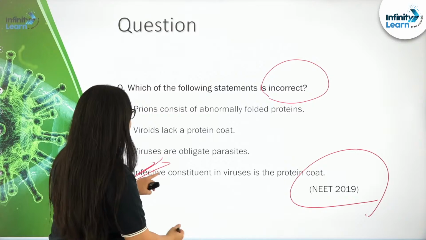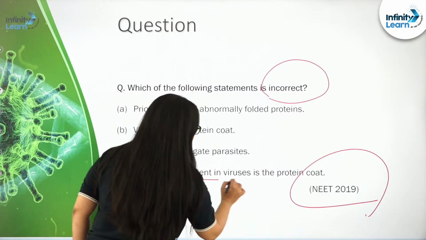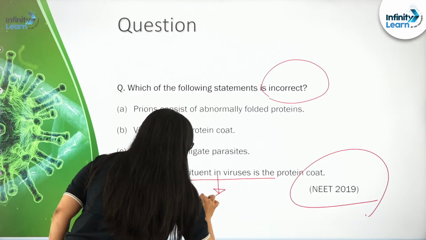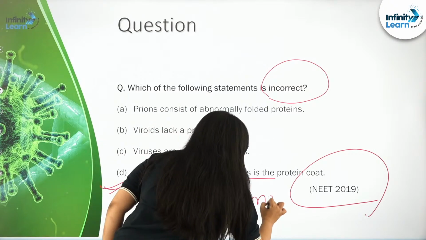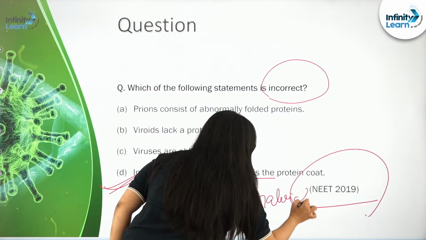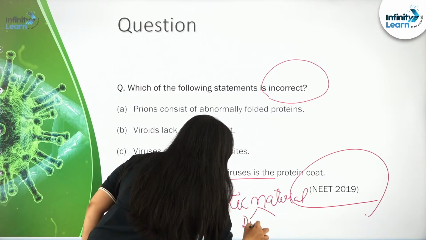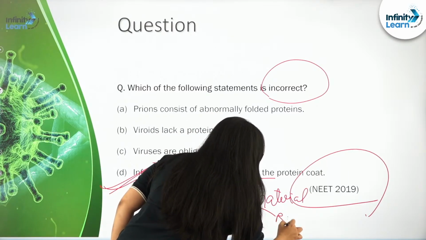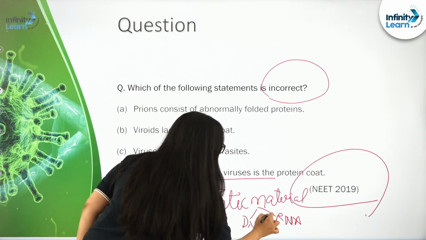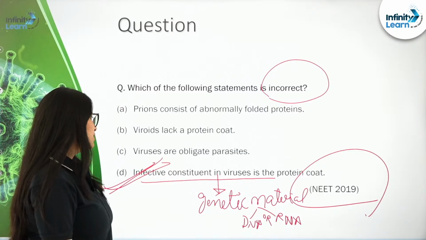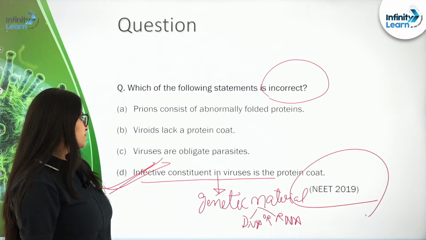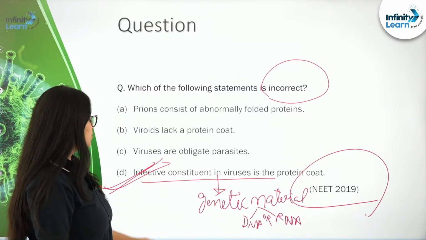Why? Because in viruses, the infective constituent is the genetic material. It is not the protein coat. It can be either DNA or RNA, but surely not the protein coat. I hope this much is clear to all of you.